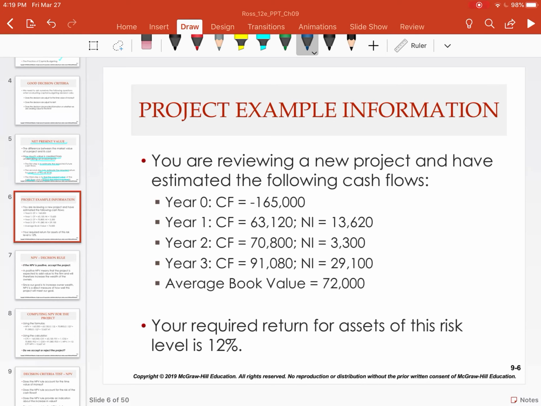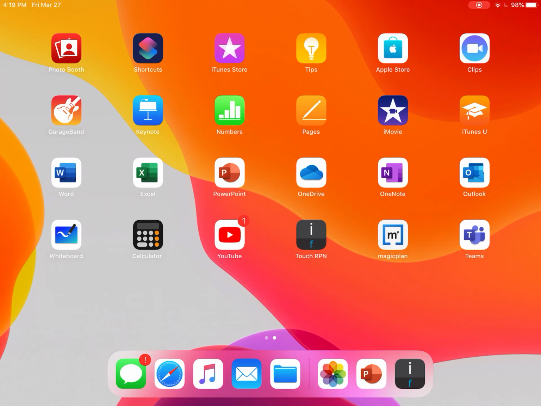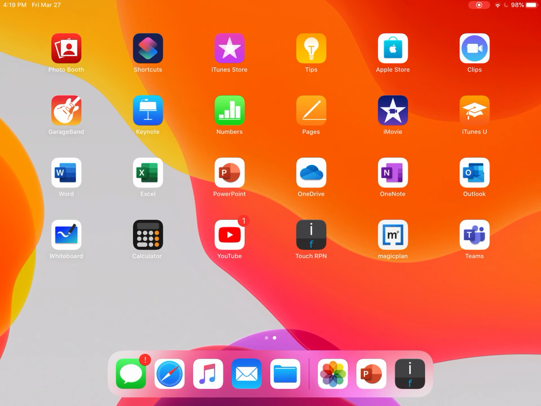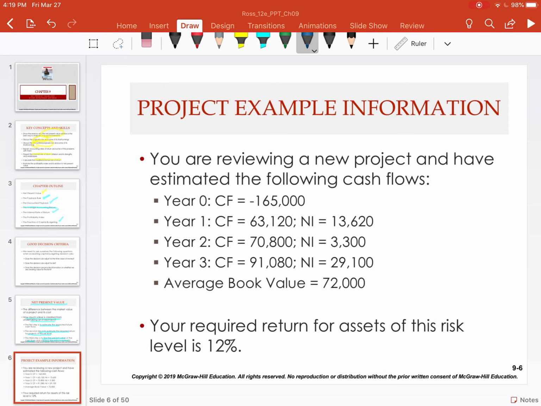Okay, so again, as a condition, you certainly want to clear your registers, and to do that, you want to, again, F clear X, G clear X. Okay, now that we have those handy, we're looking back at the problem, and we're looking at year 0.